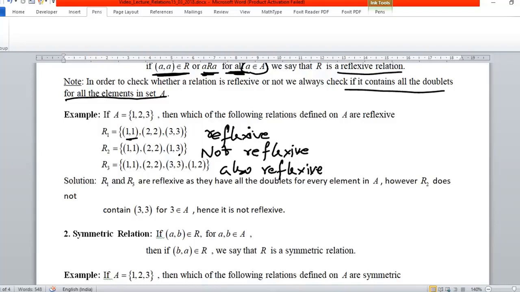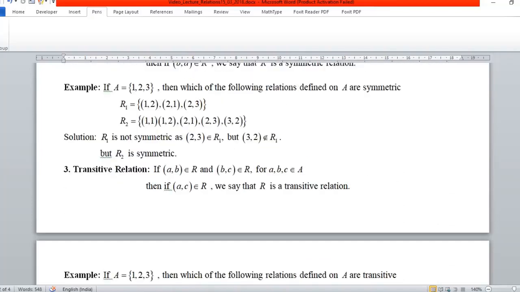Now, R1 and R3 are reflexive as they have all the doublets for every element of the set A. However, R2 is not, as it does not contain (3, 3) for 3 belonging to set A, and hence it is not reflexive in nature. Let us move on to the next type.